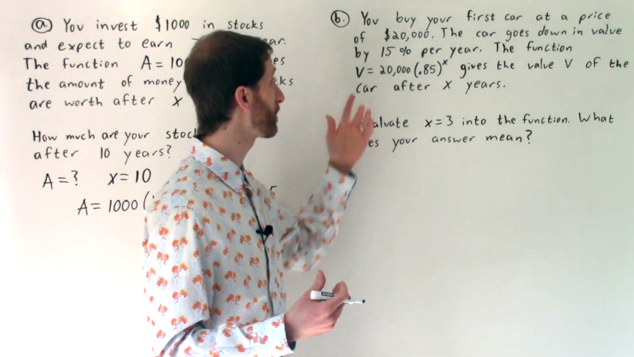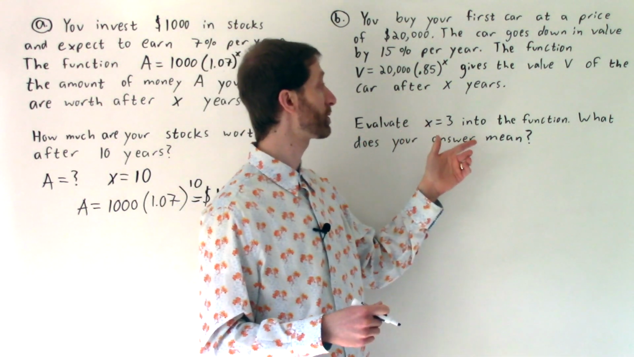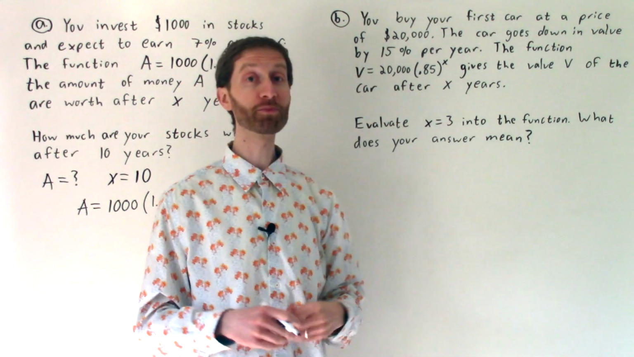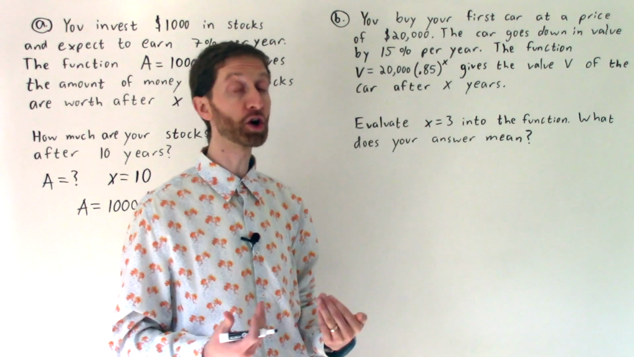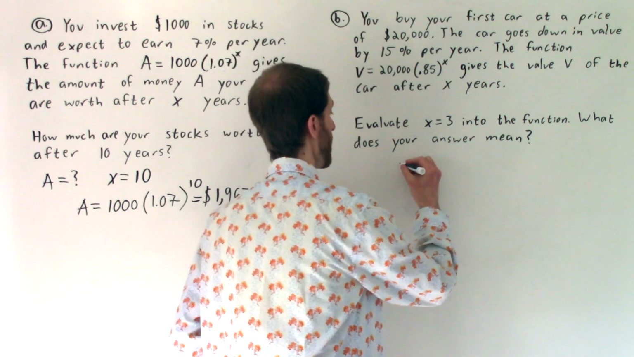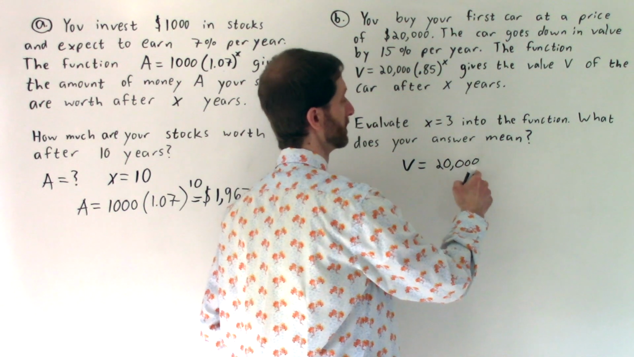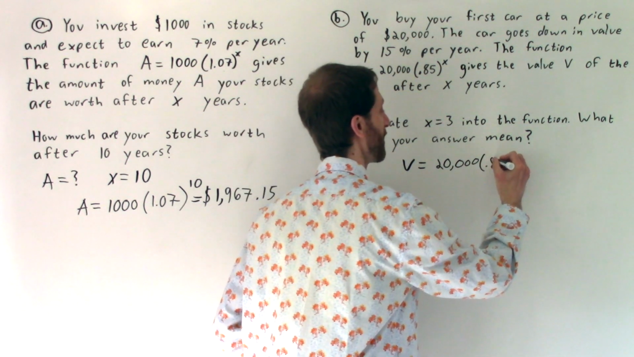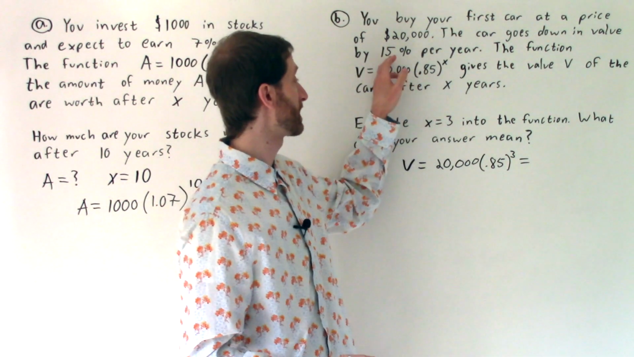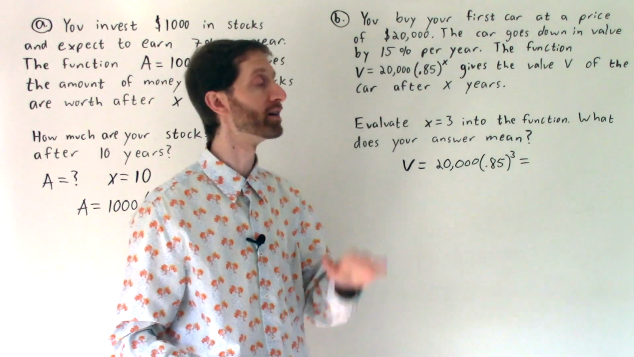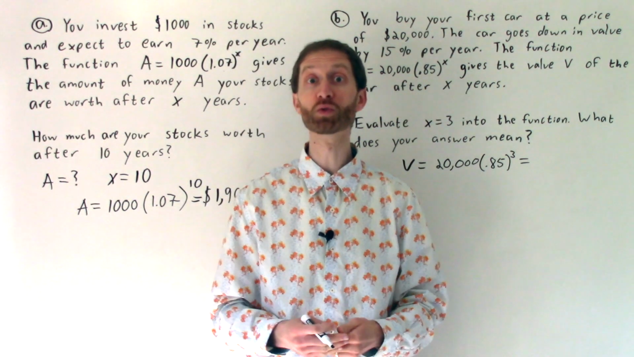So now we get to the question and we realize we already have the function given to us, much like this last problem. So it says evaluate x equals 3 into the function. What does your answer mean, or what does your answer tell you? So they're literally telling you plug in x equals 3 and then let's interpret what our answer means. So I have V equals 20,000 times 0.85 to the third. And you do that on your calculator. Notice the 0.85 is not that same 15%, it's 0.15 less than 1. Again, down the road, you'll learn how to translate this situation into that function. For now, we're just getting used to using these functions.